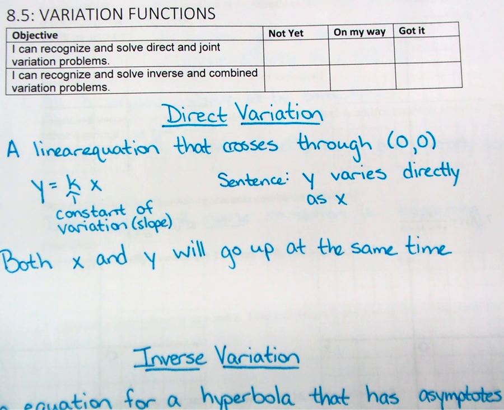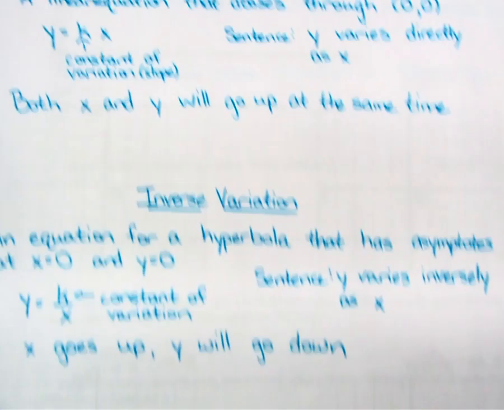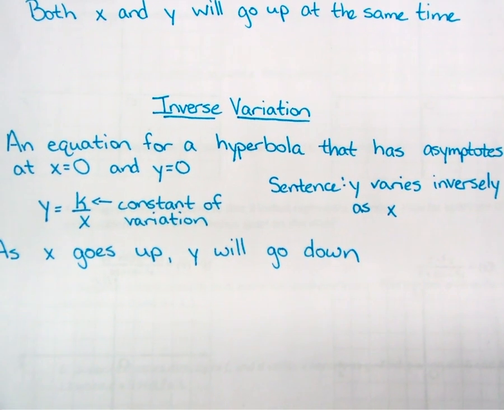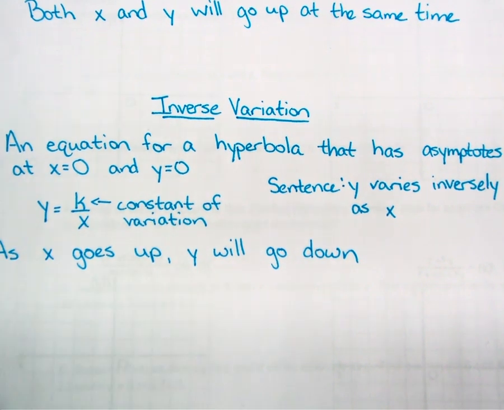Now how do I know if it's direct variation? Both the x and the y will go up at the same time. So if x is 3 and y is 6, when x moves to 12, y will also go up from 6 as well.